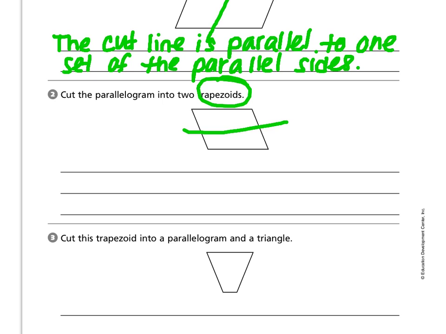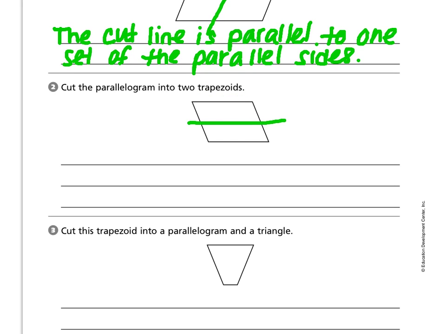Now, the reason why I didn't cut it going diagonal is because I would have a triangle, and I don't want to have a triangle. So you need to explain that you cut it going with the parallel sides again so that you could still have a trapezoid.